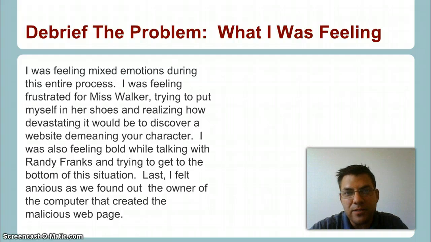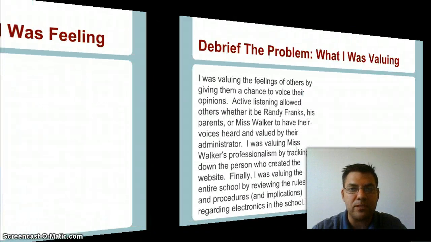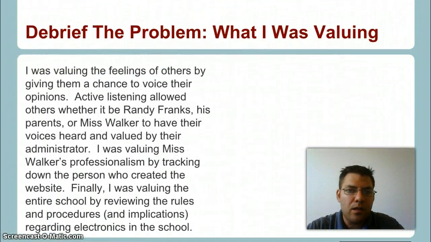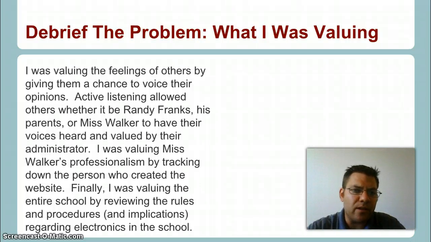So, obviously at different steps in the procedure, you're going to be feeling and acting in different ways. But the one thing that needs to be constant is the professionalism when dealing with all aspects of the situation. What was I valuing? I was valuing the feelings of others by giving them a chance to voice their opinions. Active listening allowed others, whether it be Randy Franks, his parents, or Ms. Walker, to have their voices heard and valued by their administrator.